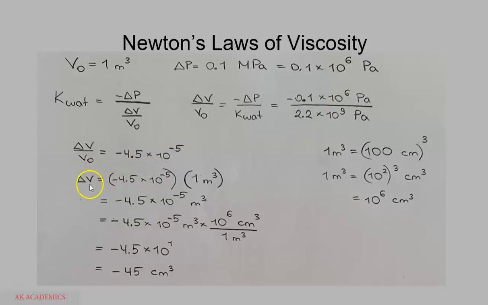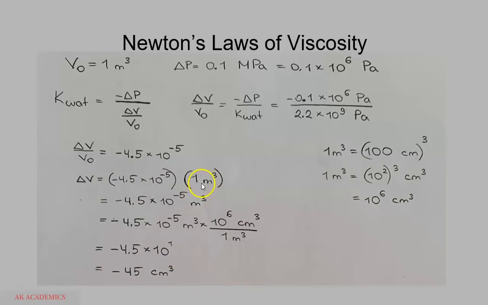Hence, we can find our change in V. Since we know our initial volume to be 1 cubic meter, we just cross multiply. So change in V will be equal to minus 4.5 times 10 raised to the power minus 5 multiplied by 1 cubic meter. So when you multiply this out, what you eventually come up with is minus 45 cubic centimeters.